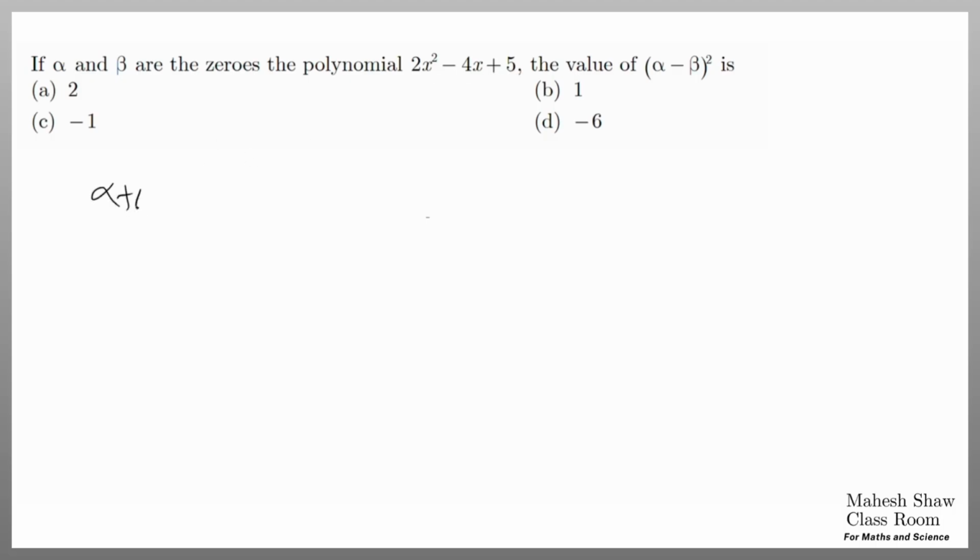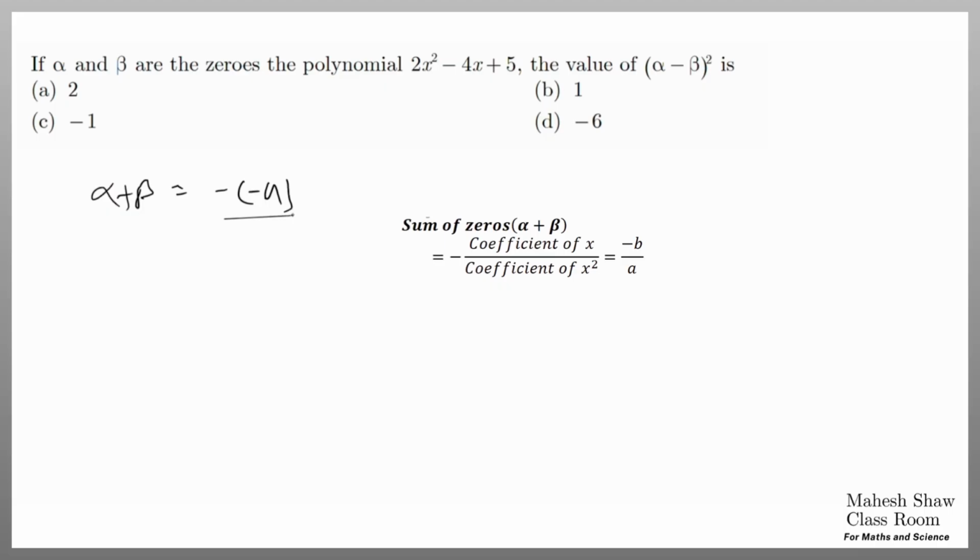What we know is that alpha plus beta is equal to minus b by a, that is, the negative coefficient of x divided by a, and a is the coefficient of x squared, that is 2. So after simplifying, this is 4 over 2, which can be reduced, and we get alpha plus beta as 2 here.